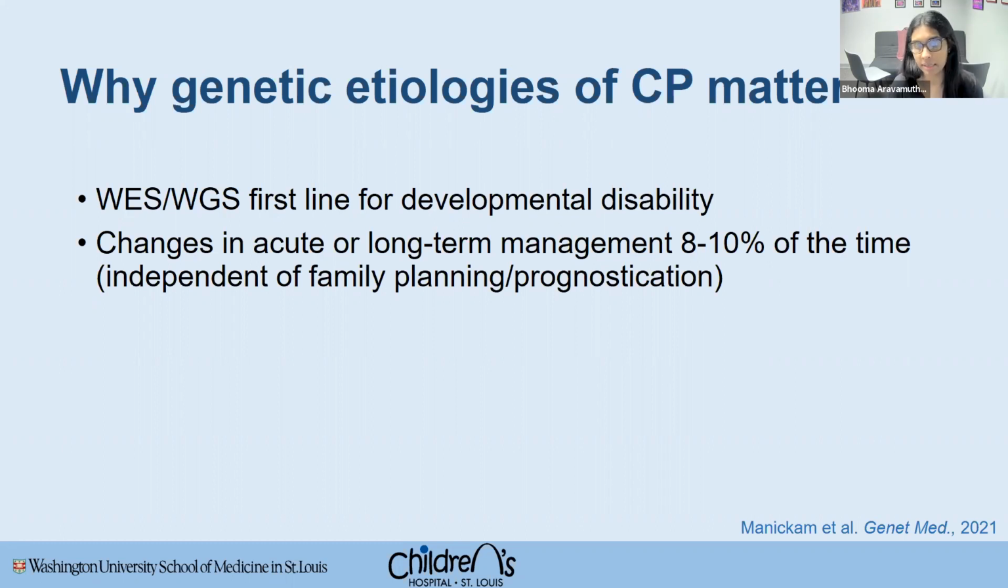The results of this testing can change acute or long-term management in the people who are tested 8 to 10% of the time. And when we talk about changes in management, this is independent of changes in family planning, which is what we usually hang our hat on in terms of the value of genetic testing. This is with regards to, in the minority of cases, changes in treatment or disease-modifying agents. But in the majority of these cases, it changes how you think about prognosis for that particular person in front of you, and also screening recommendations for that person.